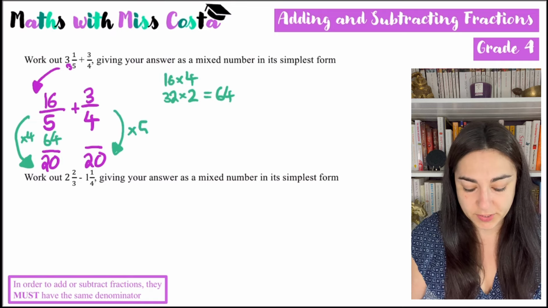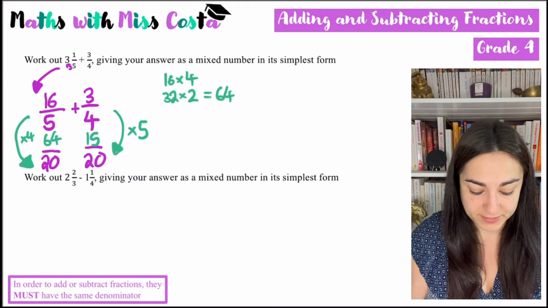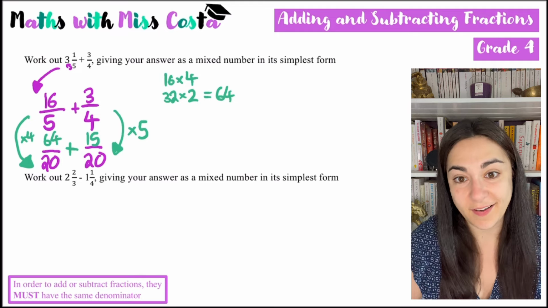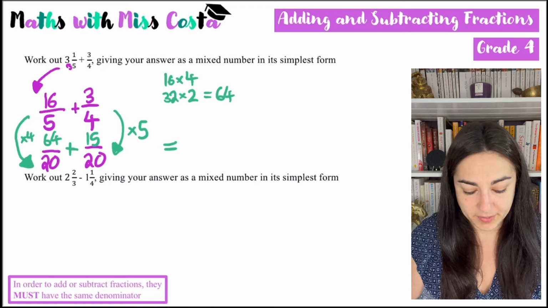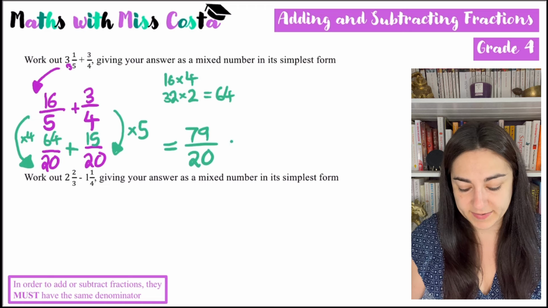I'm going to do 4 times 5, which makes 20. Therefore, I have to do 3 times 5, which is 15. Okay, and now they've both got the same denominator, so I can add them. So I just add the numerators. 64 plus 15 is going to give me 79 over 20.